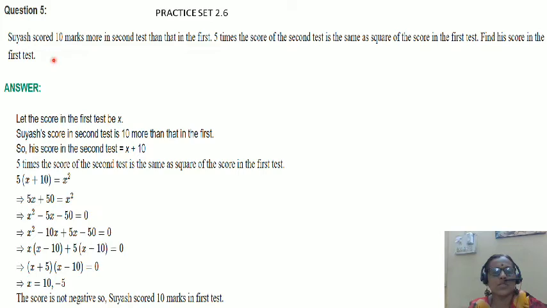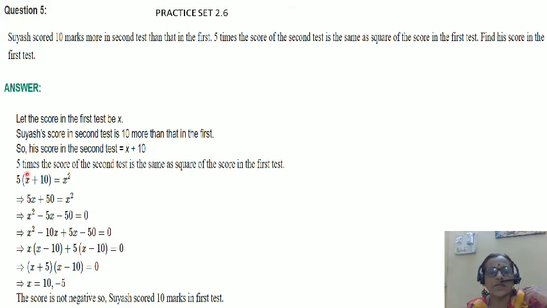Your next question is: Suyash scored 10 marks more in the second test than in the first test. 5 times the score of the second test is the same as the square of the score in the first test. Find the score in the first test. So let the score in the first test be x. According to the condition, Suyash's score in the second test is 10 more than the first, so it is x plus 10.